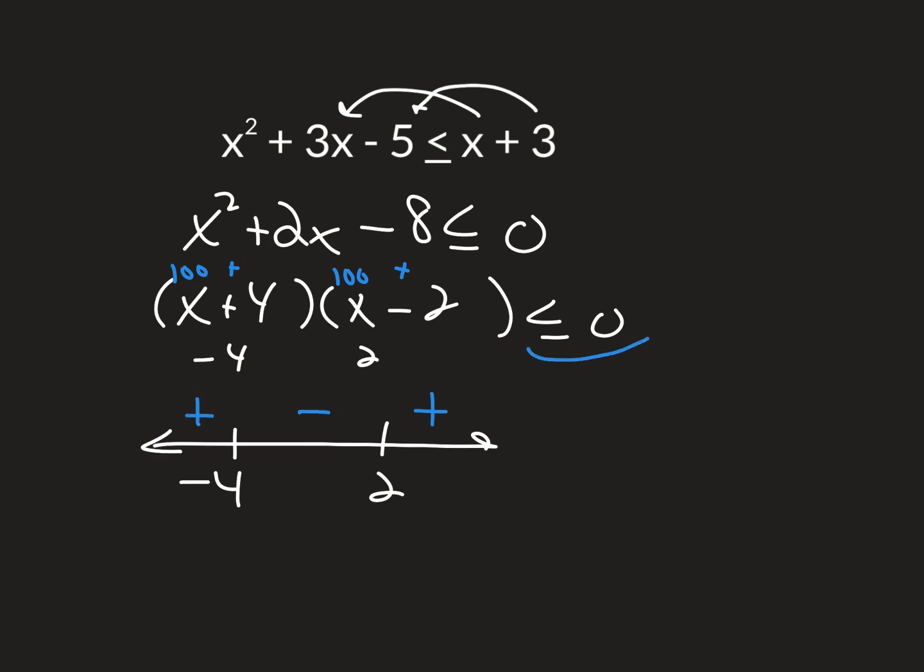Now, this time, I'm looking for numbers that are less than or equal to 0, which means I'm looking for negative. And my negative sign is in between the two numbers. So it's negative from -4 to 2. And because there's an equal sign with the less than or greater than symbol, that's when you use brackets. That means it can also include -4 because it's going to equal 0 at -4 and 2. And it's going to be less than 0 everywhere else between the two.